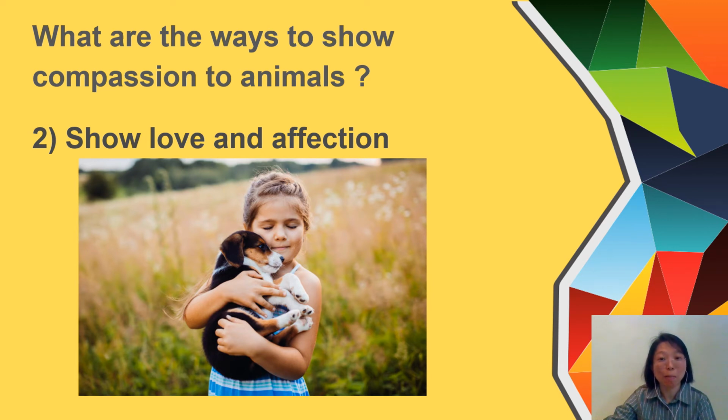You can show compassion to animals by showing love and affection. If you can see the picture here, the picture is so lovely, where the little girl is really hugging the little dog so closely to her, like hugging a baby. So this is how you show love and affection to animals, being kind to them.